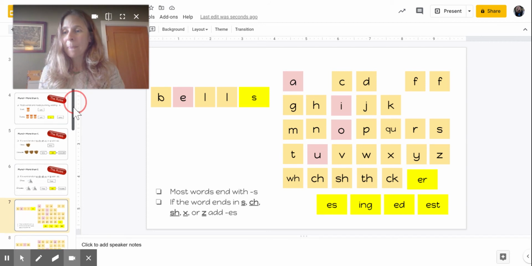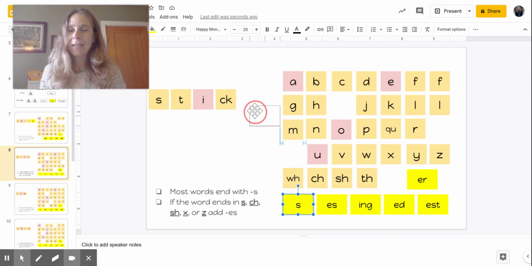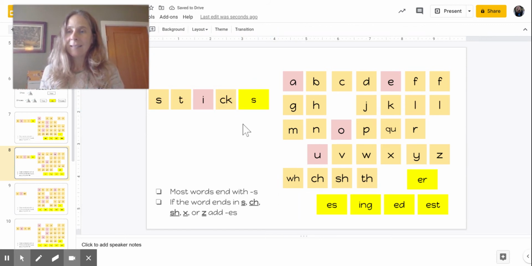Let's try another one. My next one is the word stick. Okay, did you get stick? Now let's look at my last letters. CK. Most words end with S. If the word ends in S, CH, SH, X, or Z, add ES. Let's see, stick. Doesn't end with any of those, so I'm going to add my suffix S. And my word is sticks.